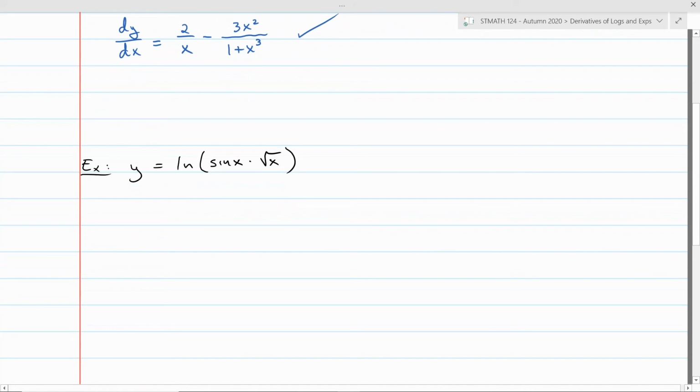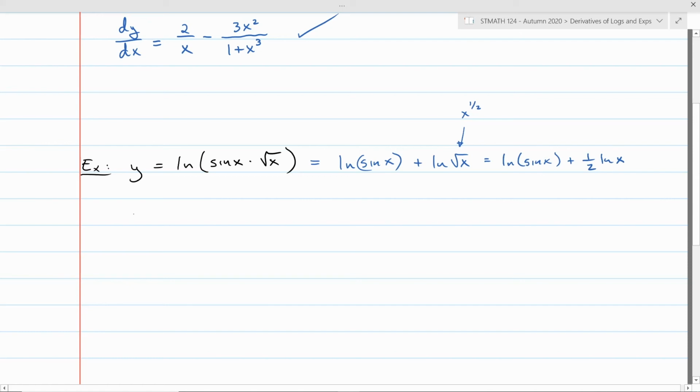Here's another example where you can take advantage of some logarithm properties before differentiating. The original function here is natural log of sine of x times the square root of x. Well, we have that rule that says you could write that as the natural log of sine of x plus the natural log of square root of x. And then I see that square root of x is really just x to the 1/2. So that radical is really just an exponent in disguise. So I can bring that 1/2 down too. So I can write this as natural log of sine of x plus 1/2 natural log of x.